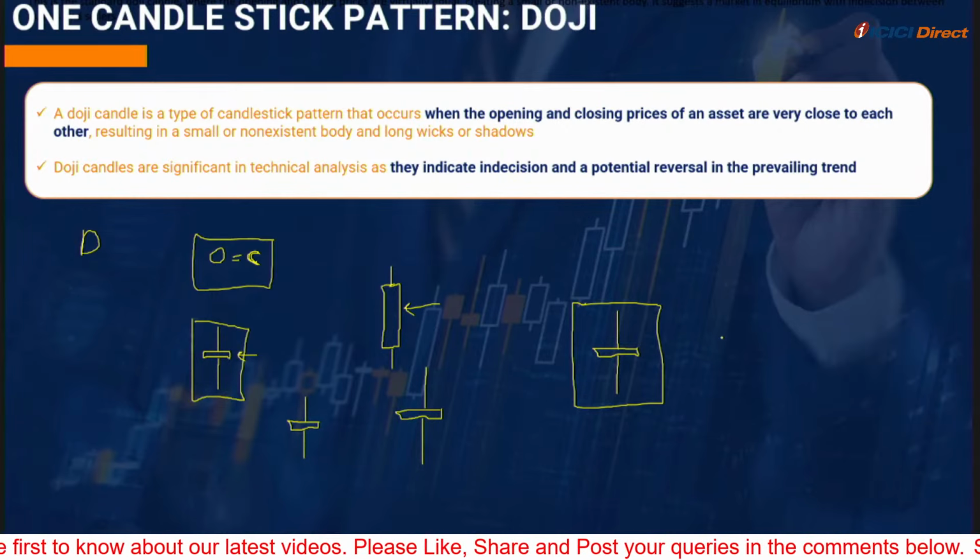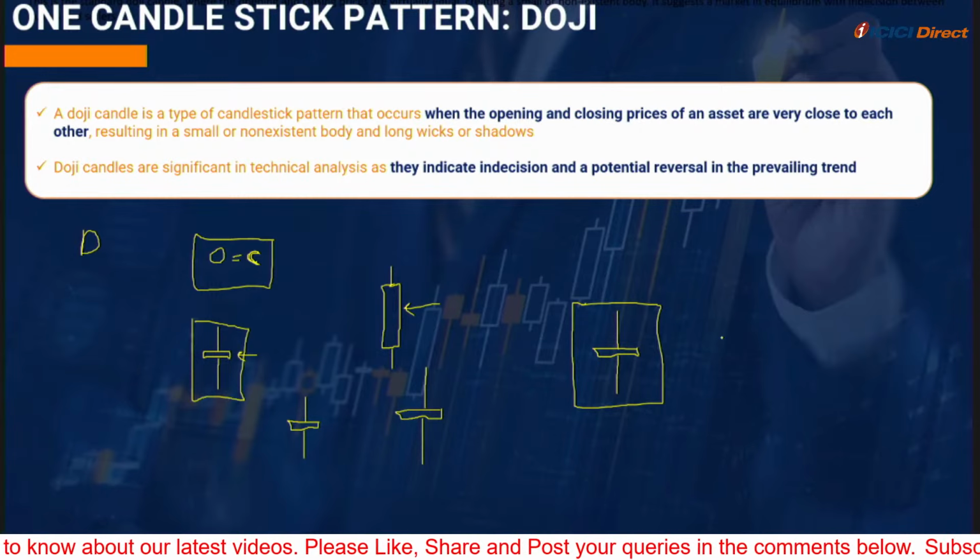Near an important event that is going on, we may have indecision on both the buyer and seller side. That is right, Rishi. So indecision will come when there is an event, like right now we had this event of the budget.